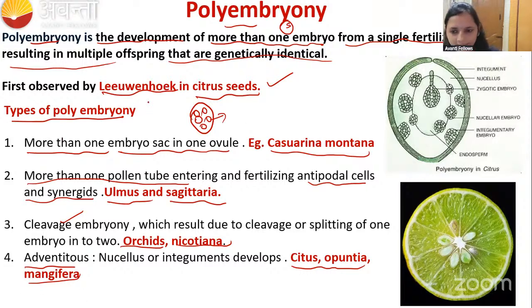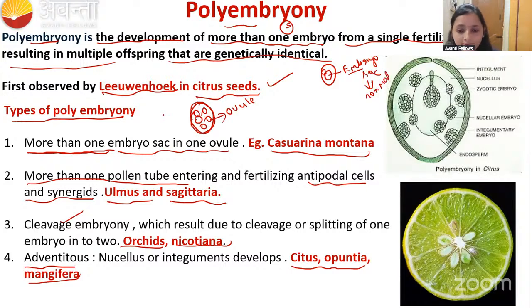See here, guys. In the types of polyembryony, there is more than one embryo sac in one ovule. For example, here you can see this is the one ovule. In the normal case, one ovule has one embryo sac. This is the normal condition, right? But here, what is happening? The one ovule has different embryo sacs.